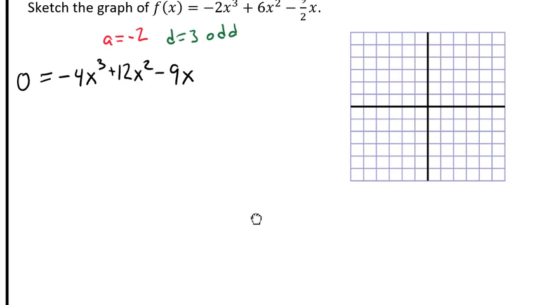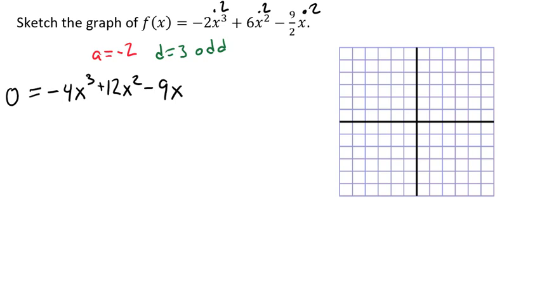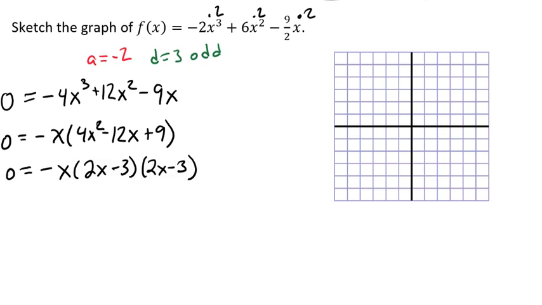So let's write down what that gives us: 0 equals negative 4x to the third plus 12x squared minus 9x. From here, we're going to factor out a negative x, because each term had an x, and since our leading coefficient was negative, we took that out. The next thing we're going to do is factor the 4x squared minus 12x plus 9, because that does factor. If it didn't factor, I could have used the quadratic equation, and that would have given me my zeros as well.